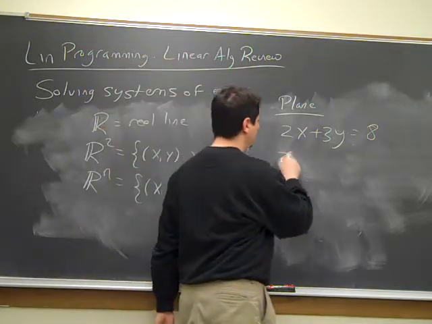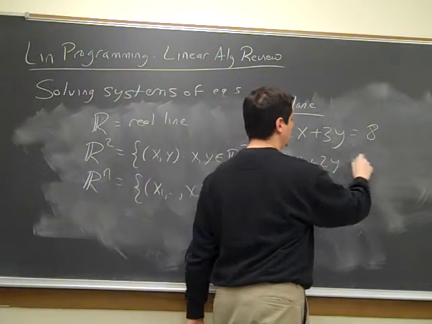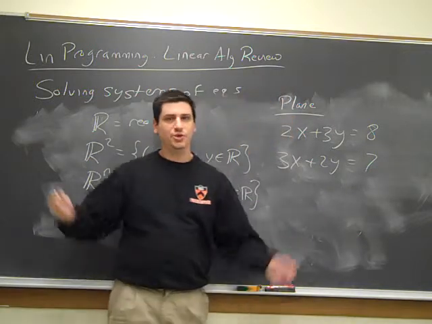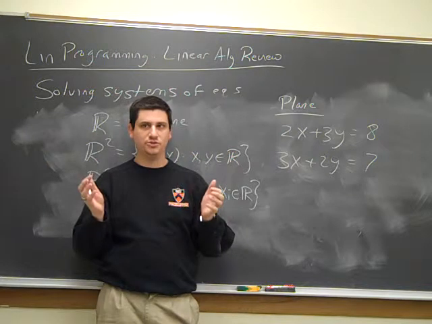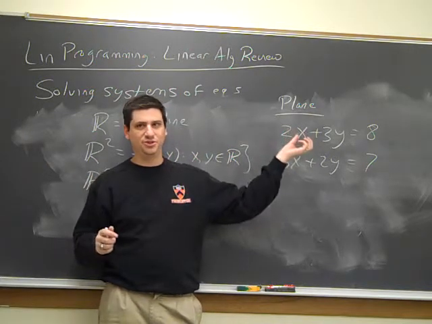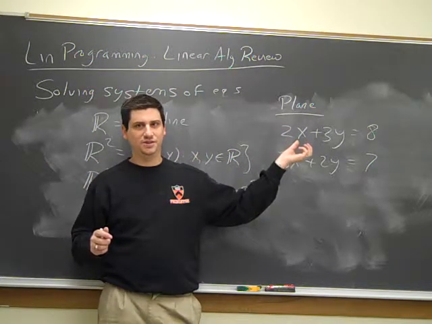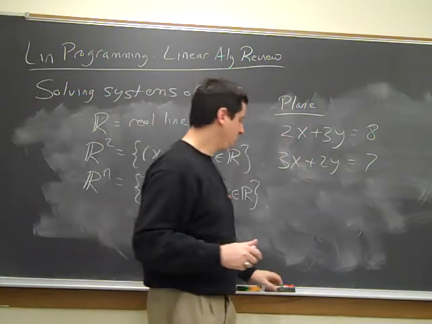Now I can do it again. 3x plus 2y equals 7. So I started with 2 dimensions for my possible solution. I then went down to 1 dimension, and then this should bring me down to a point. Now you have to be careful.